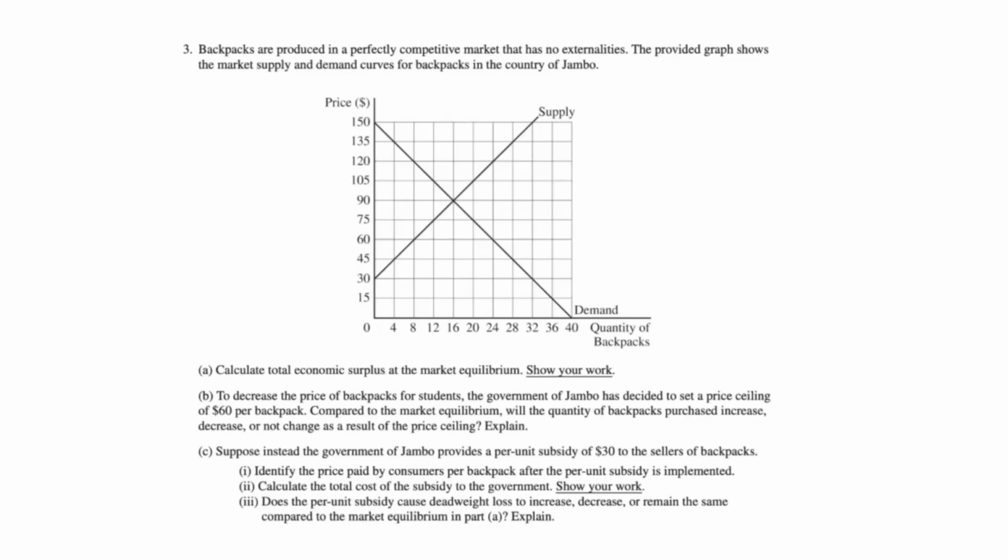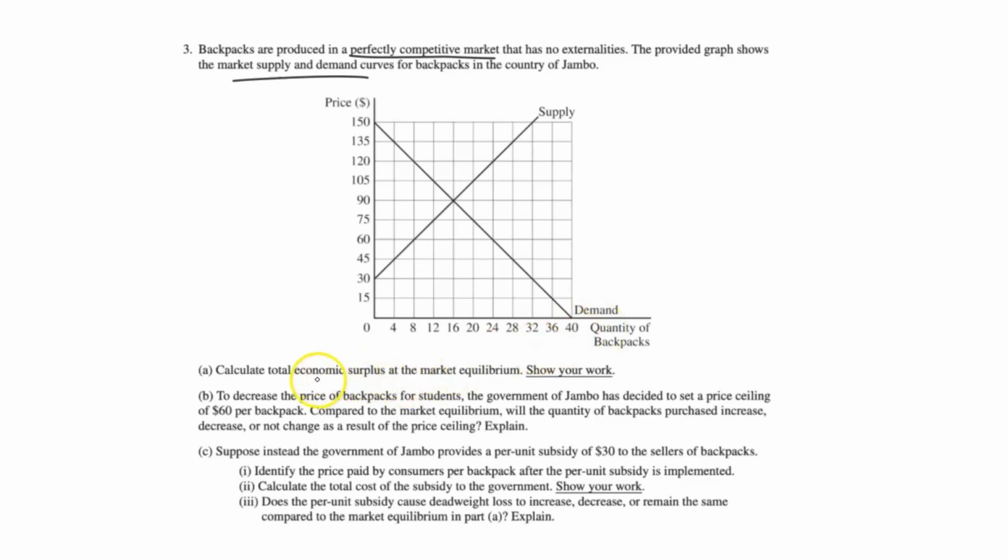So today we have another AP Microeconomic FRQ to review for the AP exam. This one has to do with Unit 2. It's a pretty quick one too. So it says backpacks are produced in a perfectly competitive market with no externality. So you know it's not Unit 6, and there is a market and supply curve for the backpacks in the country of Jambo. So just a regular supply and demand graph.